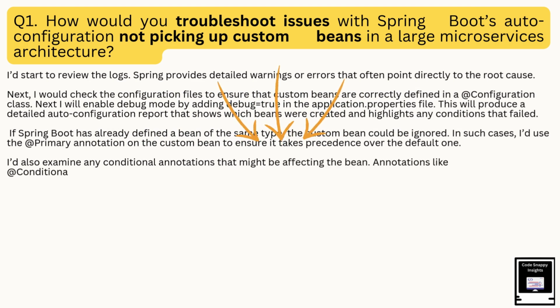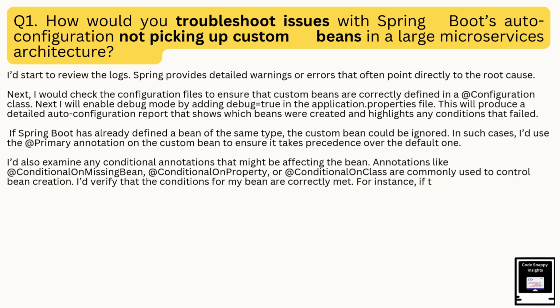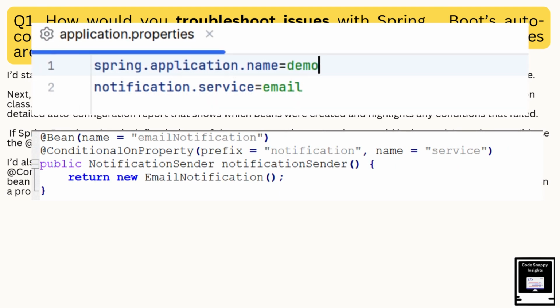Annotations like @ConditionalOnMissingBean, @ConditionalOnProperty, @ConditionalOnClass are commonly used to control bean creation. I would verify that the conditions for my bean are correctly met. For instance, if a bean is conditional on a property, I would check that the property is correctly set in the configuration file.